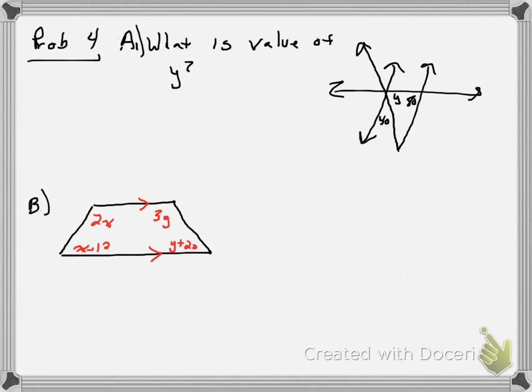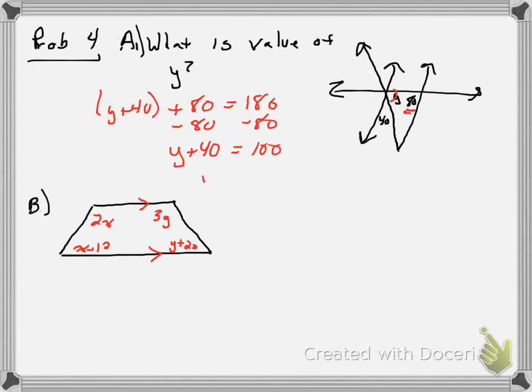In problem 4 now, we're still using the same stuff. What is the value of angle y? Well, y is this part of that whole angle. So if I take that angle, which is y plus 40, plus that 80, that's going to be 180 degrees because they're same side interior, which would make them supplementary. I subtract the 80 over. I get y plus 40 equals 100. Subtract the 40, I get y equals 60 degrees.